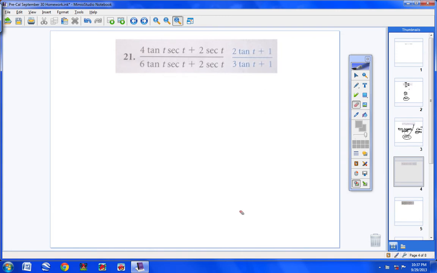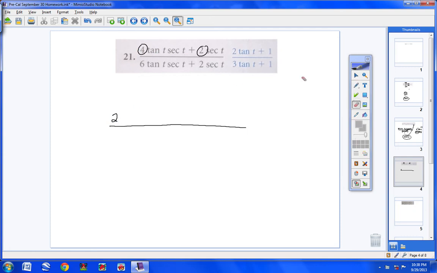Now on this problem here, notice this is what we're trying to end up with right here: 2 tangent t plus 1 over 3 tangent t plus 1. Now, let's look at the numerator. You have two terms up here, two terms in the denominator. Let's try to factor the top. Now, first of all, pull out what's common. Notice I have a 4 and a 2. Let me put a big long fraction bar here. So I can definitely pull out a 2.